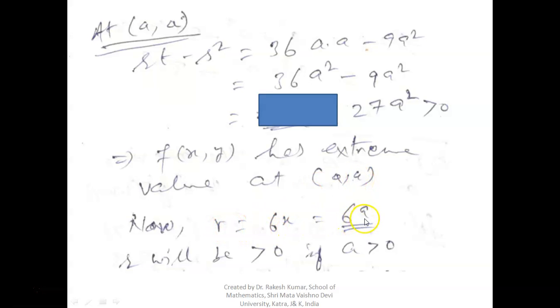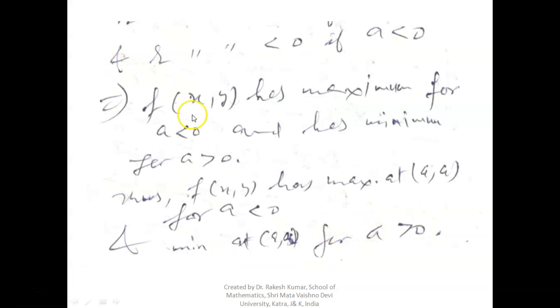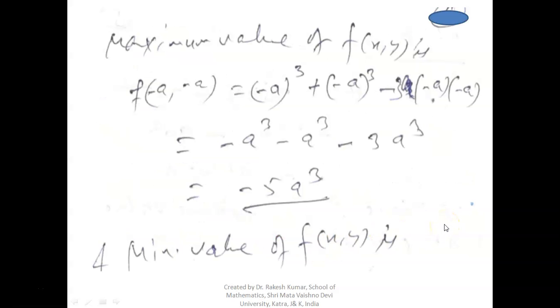r is equal to this 6a, okay, replacing x by a, 6a, and r will be greater than 0 if a is greater than 0, and this r will be less than 0 if a is less than 0. So f(x,y) has a maximum for a less than 0 and has a minimum for a greater than 0. Therefore f(x,y) has a maximum at a for a less than 0 and a minimum at a for a greater than 0.